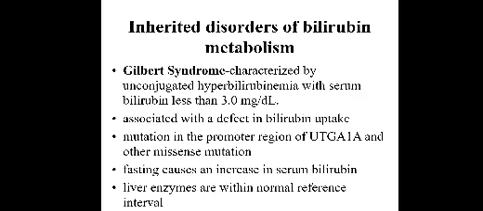The mutation in the promoter gene of UGT1A1 is responsible for this Gilbert syndrome. Fasting causes an increase in serum bilirubin. Why? Because the fatty acids compete for binding to albumin. So the bilirubin and fatty acids both compete to bind with albumin, and that's why fasting causes an increase in serum bilirubin. Liver enzymes are within the normal reference interval.